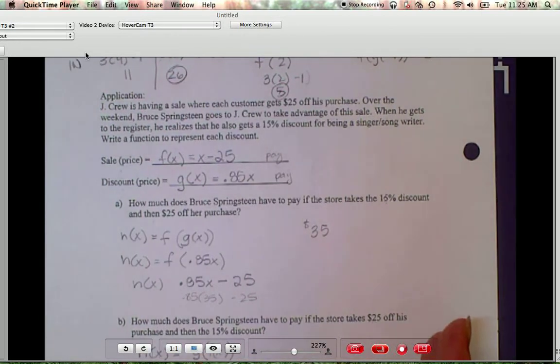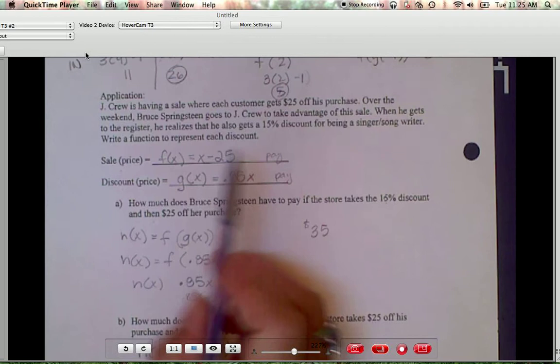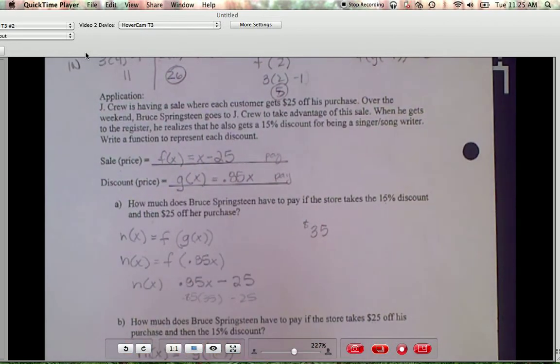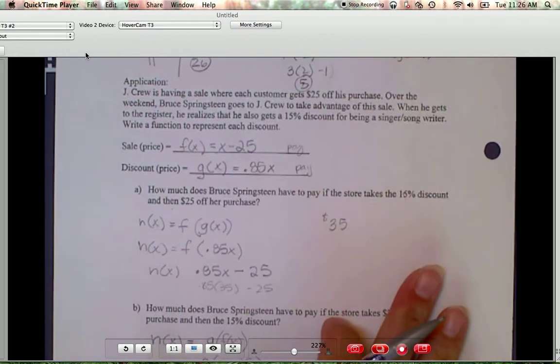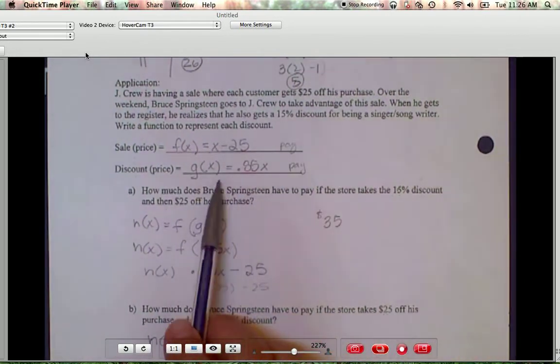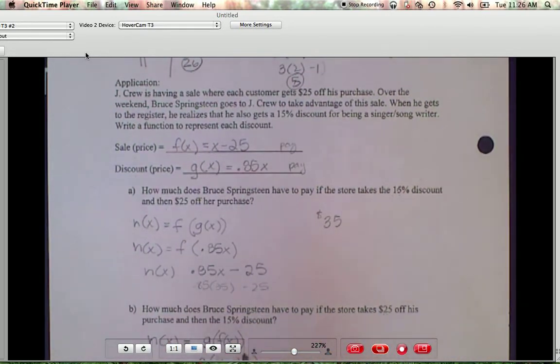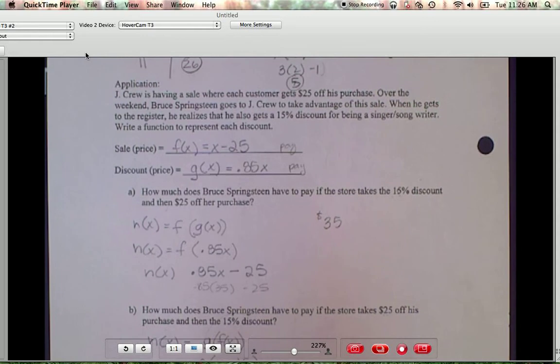So the one on the inside always comes first. Inside out, inside out, inside out. We never say outside in, outside in. So in this case, the f function is x minus 25. So we're doing g of x minus 25. And now in the g function, we put x minus 25 in place of x. So we get 0.85 times x minus 25.